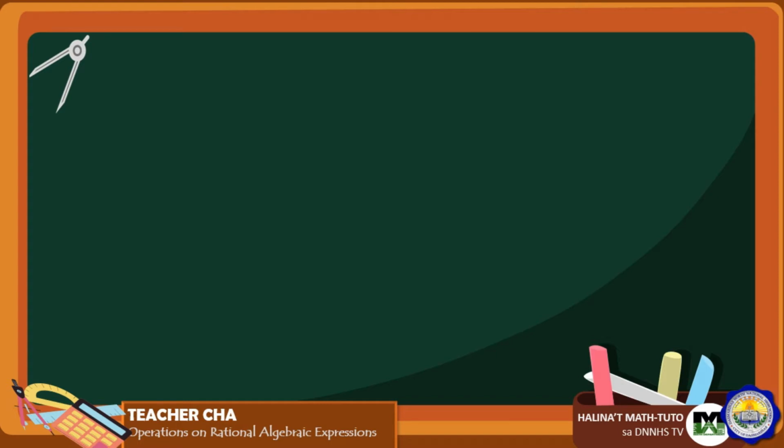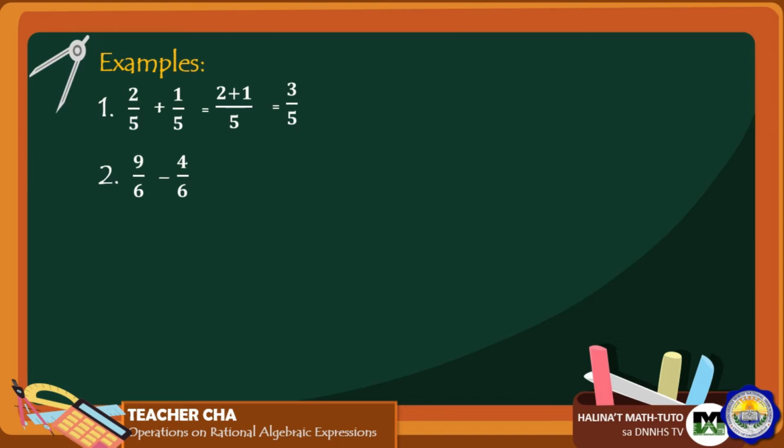Let's have, for example, number 1. 2/5 plus 1/5 equals 2 plus 1 over 5. We simply copy the denominator and add the numerators. Our answer is 3 over 5. Next, example number 2. 9/6 minus 4/6. Copy the denominator 6 and then subtract the numerators. 9 minus 4 is equal to 5 over 6.